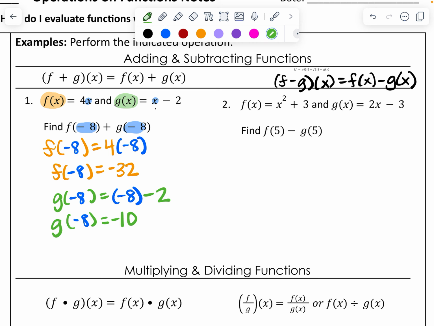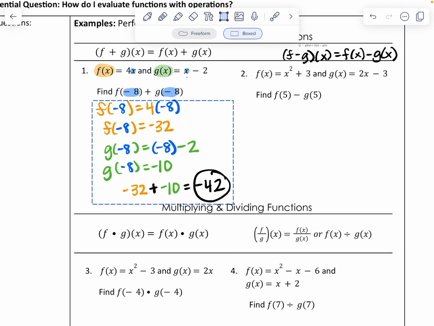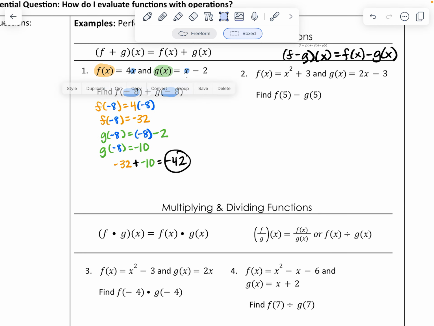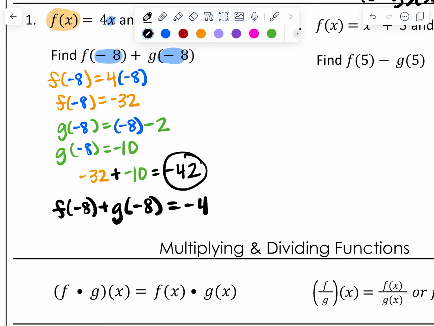And now it wants me to add them together. So if f of negative 8 is negative 32 and g of negative 8 is negative 10, then my answer is negative 42. Now, I wrote this kind of big, but I do want to make sure we practice writing in function notation. So in function notation, we would write that f of negative 8 plus g of negative 8 equals negative 42.